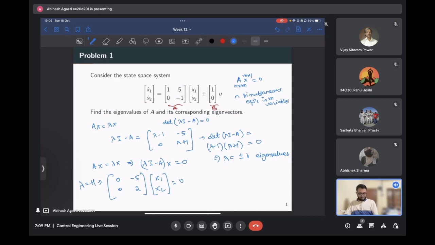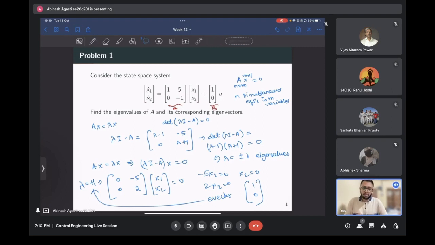So here what do we get? Minus 5x2 equal to 0 and 2x2 equal to 0. So clearly x2 equal to 0 and x1 can take any arbitrary value that will satisfy. So as a basis, we can take 1, 0 as the eigenvector corresponding to this eigenvalue, right? Is it clear till now how we found out everything? Okay.